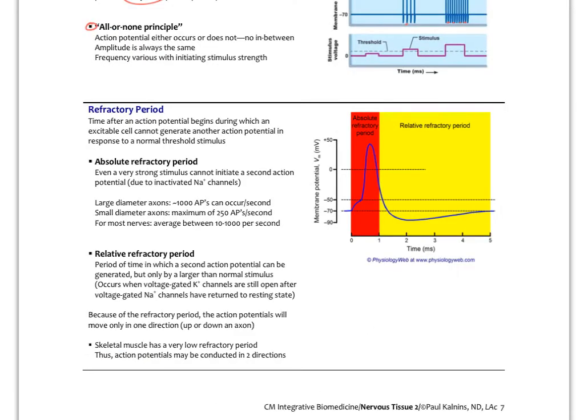One other important principle here is what's known as the refractory period. And that's the time after an action potential begins during which another action potential cannot happen. So basically, the absolute refractory period is shown in red here. If you have an action potential going on, that means that same area of membrane cannot, no matter how strong a threshold stimulus is, be re-stimulated to fire. So nerves basically have a speed limit. They can only fire at a certain rate because of the absolute refractory period.